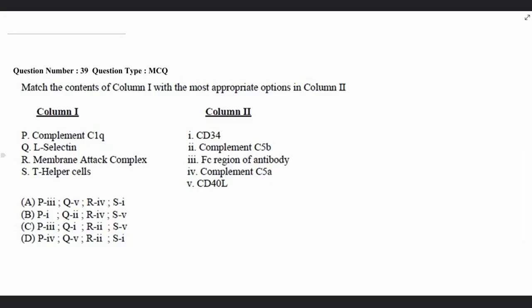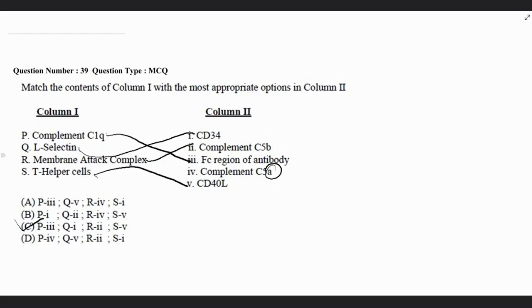Here, match the contents of column 1 with the most appropriate options in column 2. Complement C1q binds to the Fc region of the antibody. L-selectin binds to CD34. The membrane attack complex is usually from the b part of the complement protein, so it's complement C5b. T helper cells have CD40 ligand. So the correct answer here is option C, which is P3, Q1, R2 and S5. That's an easy question to solve. Usually the C5a of the complement proteins is involved in producing inflammatory reactions like anaphylaxis as well.